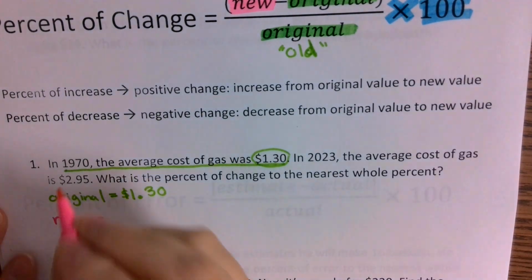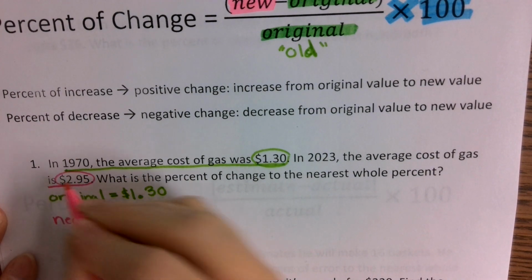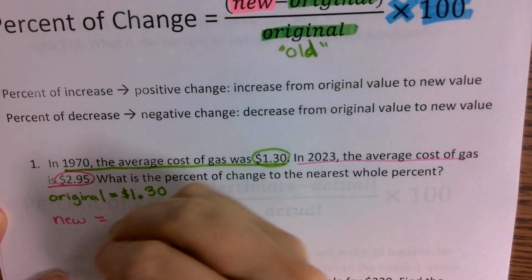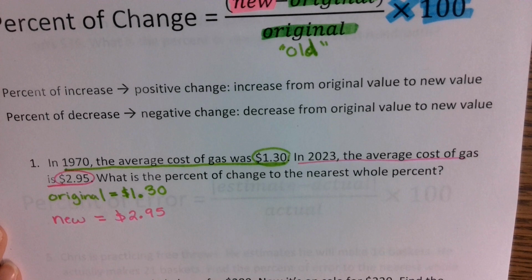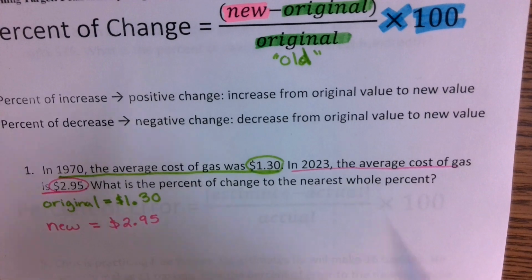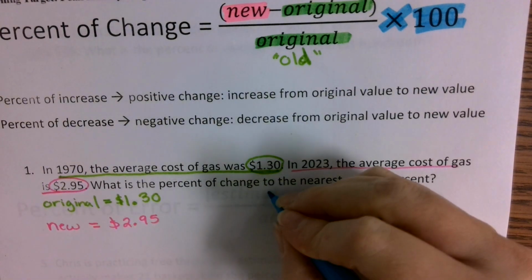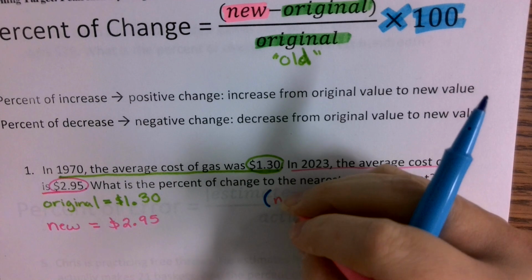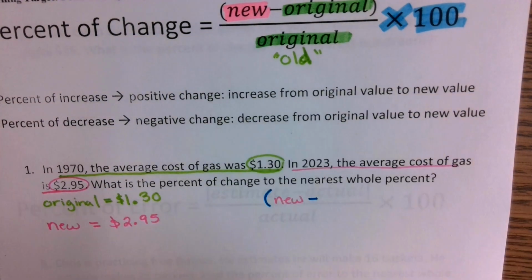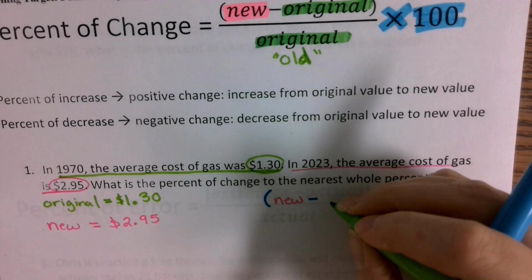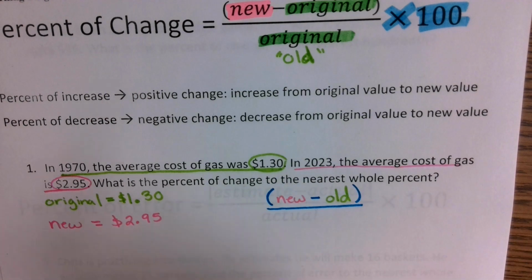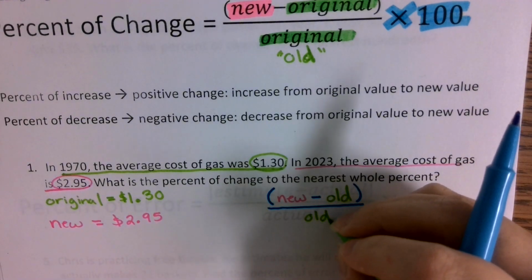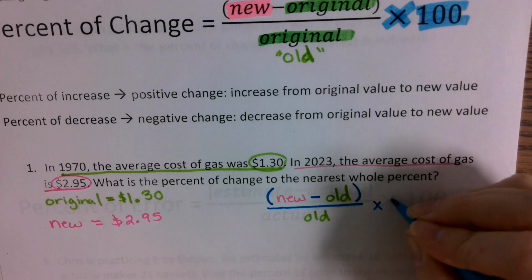That means that the $2.95 represents the newer price. So now all I have to do is set it up inside of my equation. I'm going to take whatever my newest value is, subtract my old value. I'll just use the word old instead of original so I don't have to write too much. Then I'm going to divide that answer by my old value, and then multiply that by 100.